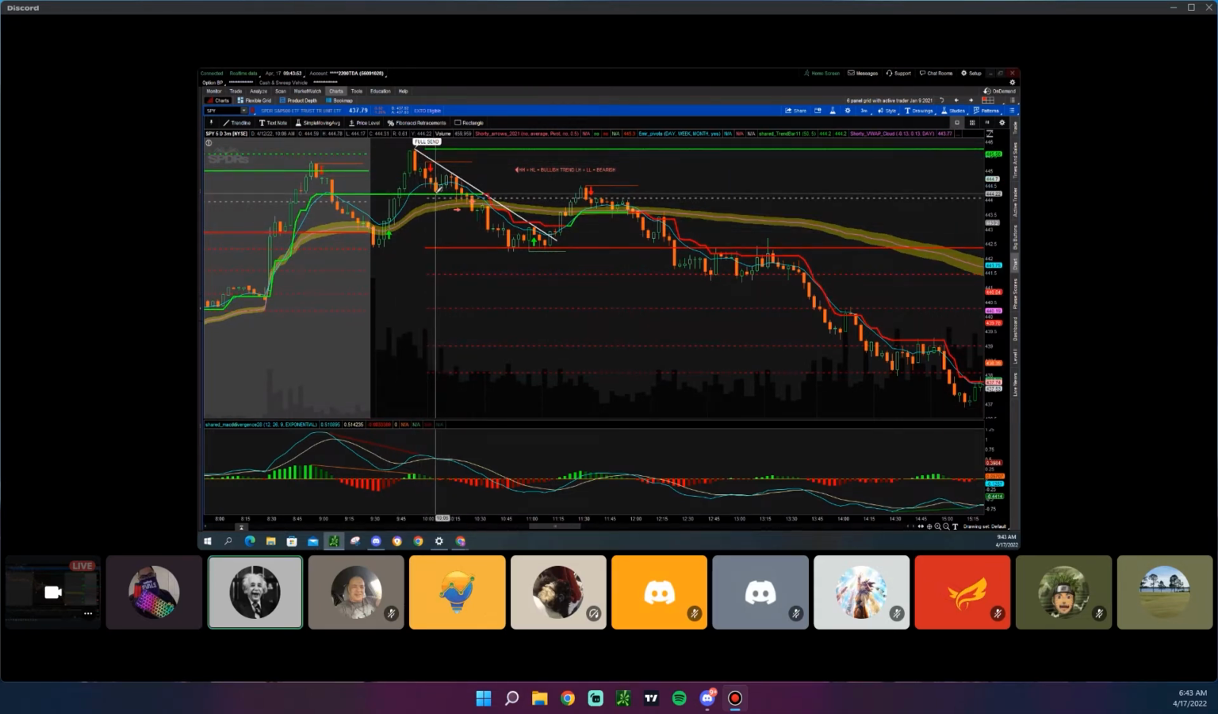This was your level pretty much for shorting, right? Because this is your new lower low. Once you take this out, lower low, you're usually going to come back to this point to retest it.